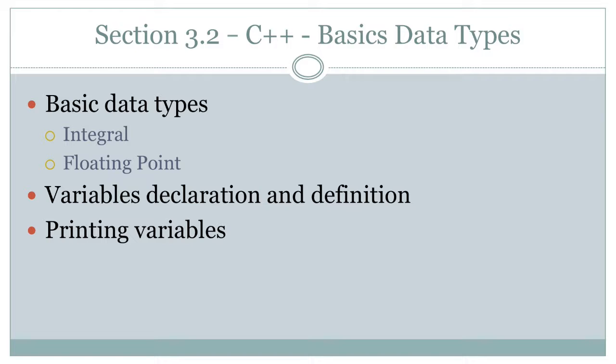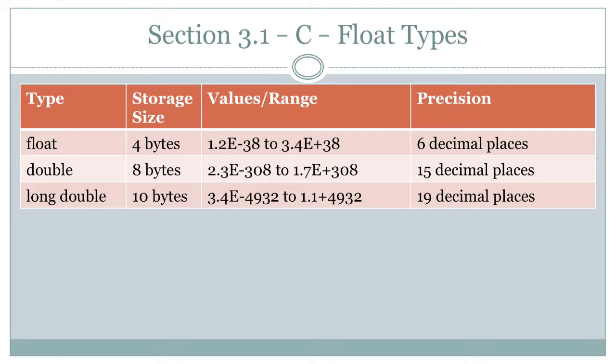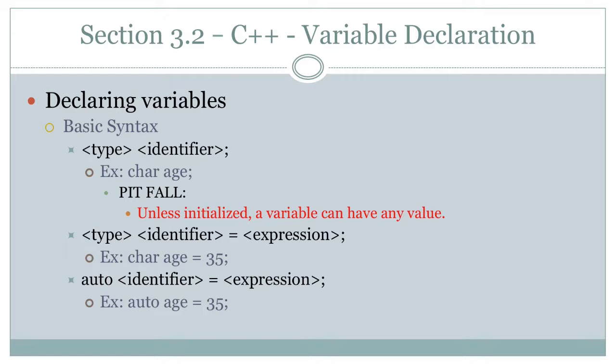But for now, we're just going to focus on the very basic, simple stuff, which is declaring variables. Since C++ is essentially an extension of C, they didn't really change the integral and floating point types, so they are the same. Nothing new there to learn in terms of range or anything. And even in terms of how you declare them, it pretty much looks the same.